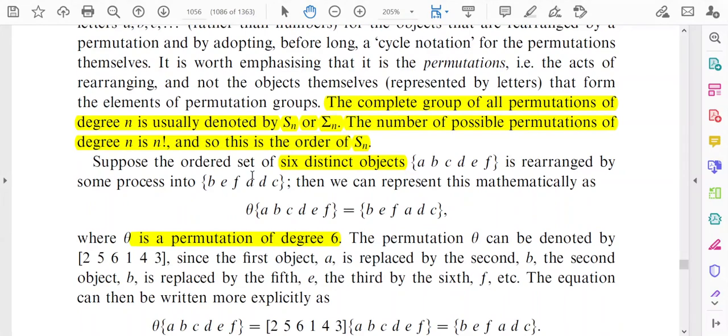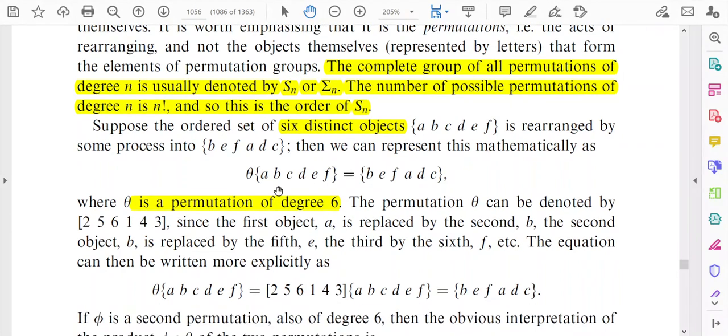Now suppose we are considering 6 distinct objects A, B, C, D, E, F, and this set is rearranged by some process, and the rearrangement is like this: B, E, F, A, D, C. Suppose theta is the permutation acting on A, B, C, D, E, F, and after the rearrangement this becomes B, E, F, A, D, C. So theta is a permutation of degree 6. Why degree 6? Because there are 6 distinct objects.